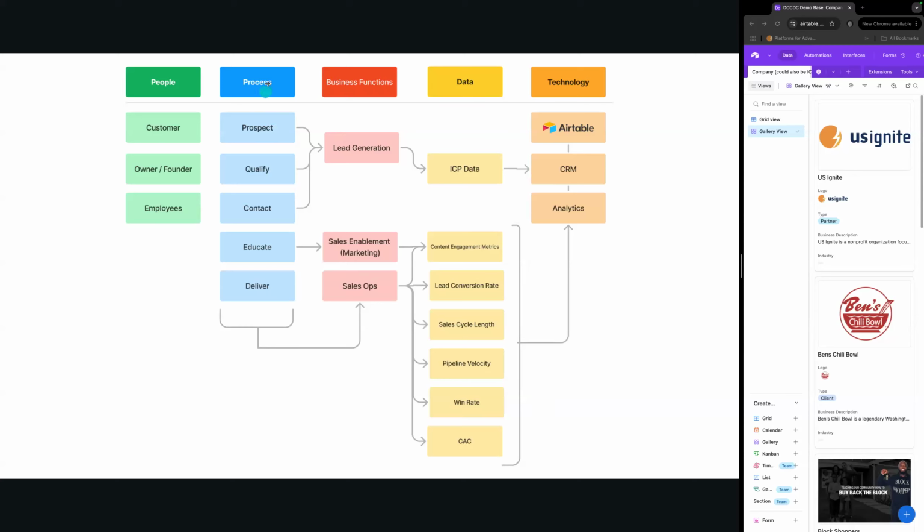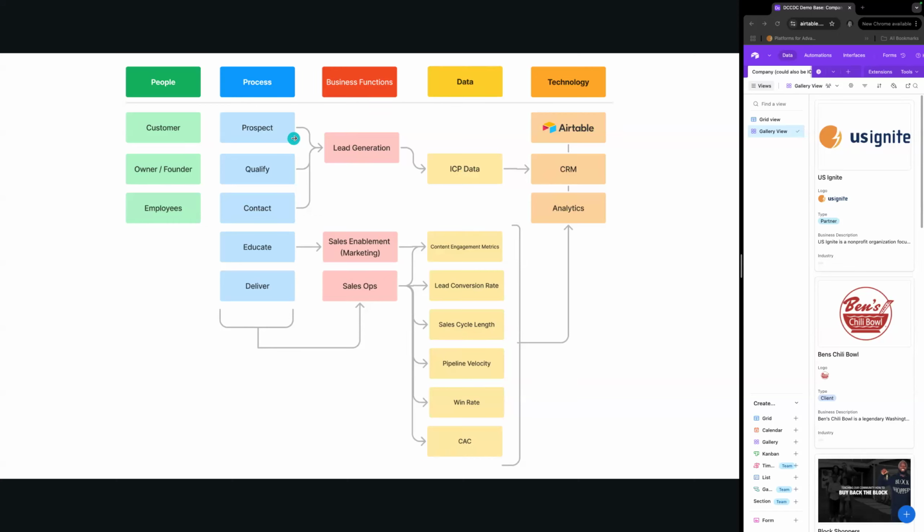And these are the core sales processes: prospecting, qualifying, contacting, educating, and delivering. These feed into core business functions. Prospecting and qualifying is lead generation. Educating is sales enablement, which is like marketing. So we market to, attract people to, and make them aware of what we're selling, but we also use marketing to educate them on exactly how our product or service can fit their needs.